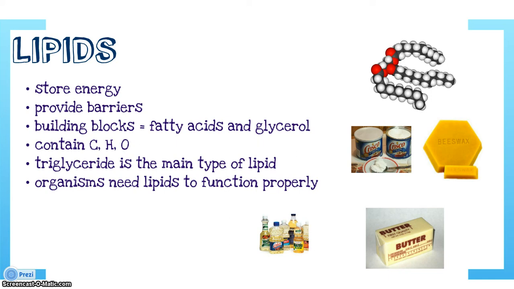They contain three elements: carbon, hydrogen, and oxygen. Triglycerides are the main type of lipid, which you can see in the diagram at the top. It sort of looks like the letter E. Organisms do need lipids to function properly because of the high energy content, the barriers that they create, and the cholesterol and steroids that they also make up.